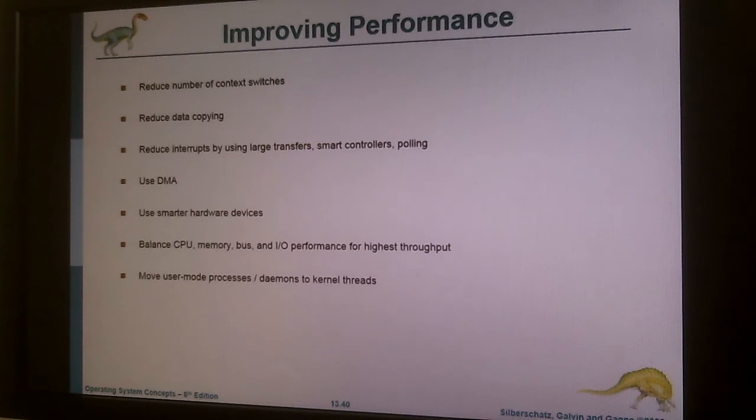Reduce interrupts by using large transfers, smart controllers, polling. Use other techniques or algorithms to reduce the number of interrupts per unit time. Use DMA, it says, and mapped memories. Instead of using the CPU all the time, use the DMA controller if it is possible. But as I said, using the DMA excessively will generate a lot of security problems, all right?